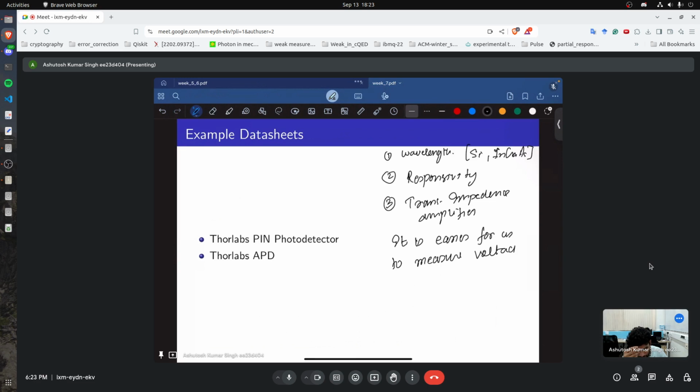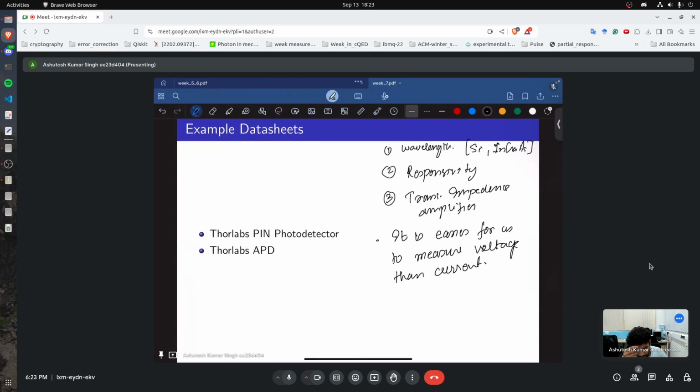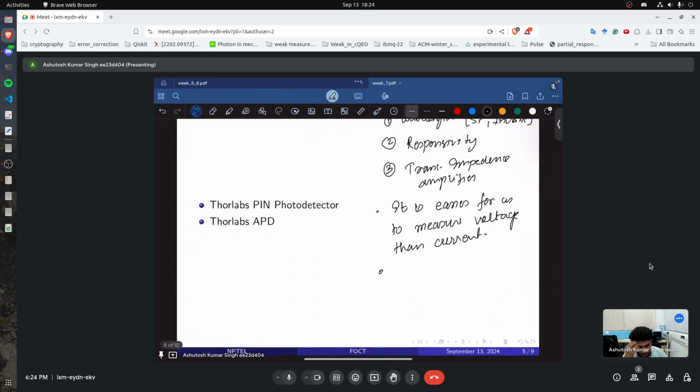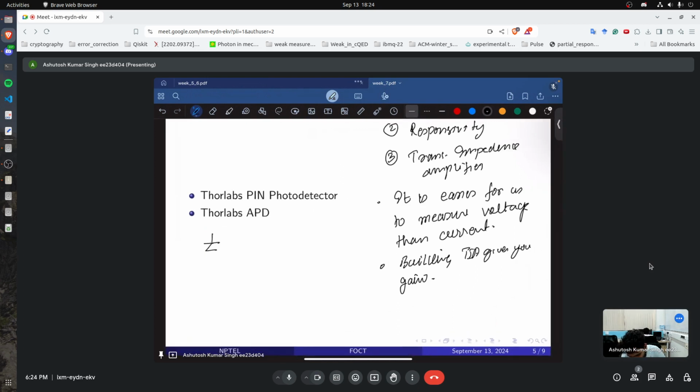voltage than current. And the second part is, after building a TIA, you are able to increase the bandwidth, and it gives you gain, which would eventually not have been possible just via resistors. So the usual model that we have studied is you have a photodiode here like this, and then you put a resistance across, and then you measure this voltage.